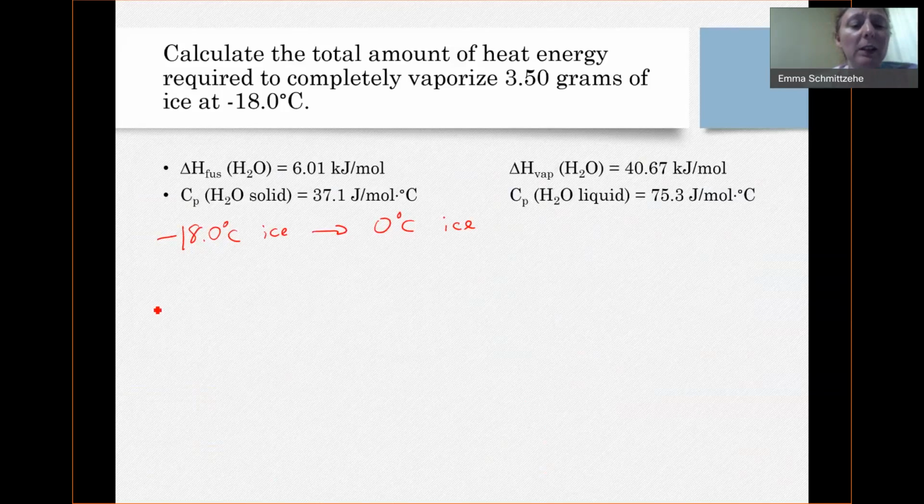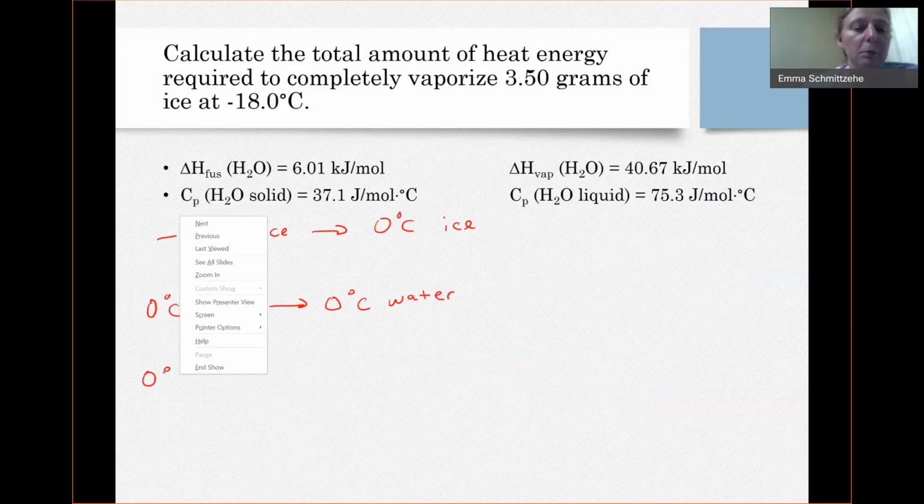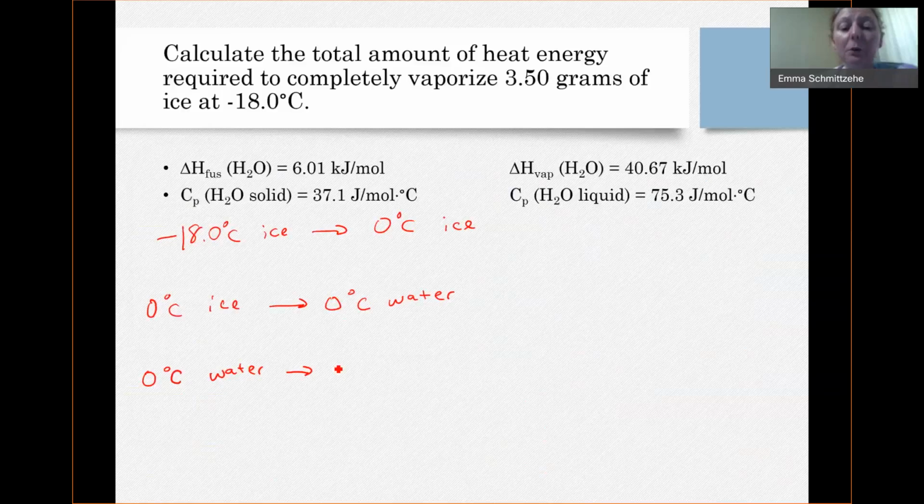And then we can take our 0 degrees C ice, and as we add more heat, it melts. And so it becomes 0 degrees C water. And then next up, we have our 0 degrees C water. As we add heat to the 0 degrees C water, it's going to heat up until it reaches its boiling point of 100 degrees C. So we heat it up to 100 degrees C water.